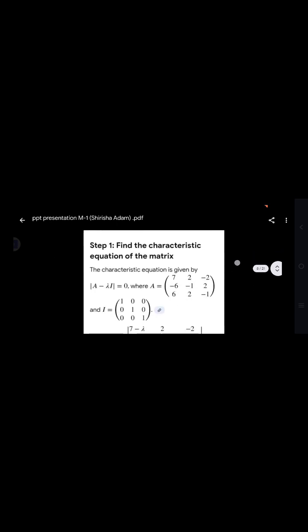The matrix is given in the question. Let the matrix be A. That matrix is 7, 2, minus 2; 6, minus 1, 2; 6, 2, minus 1. The solution is to find the characteristic equation of the matrix.